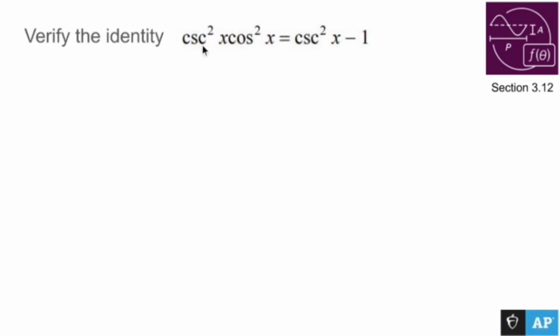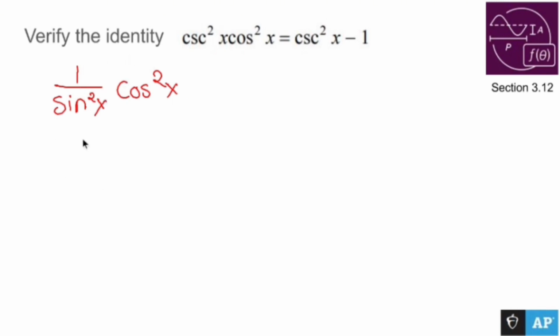Some people might look at cosecant squared x and do something with the 1 plus cotangent squared x, but I'm not going to do that because I don't think that's going to help me here. Instead, I'm going to turn cosecant squared x into what its actual version is, 1 over sine squared x. That's going to be multiplied by cosine squared x. And now I have a little fraction looking thing.